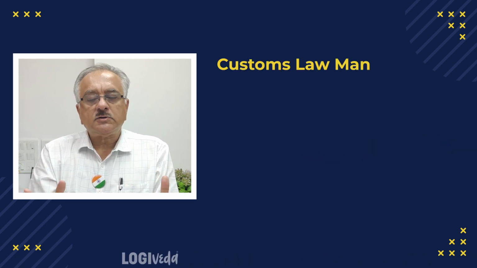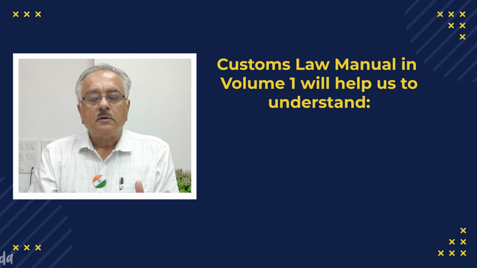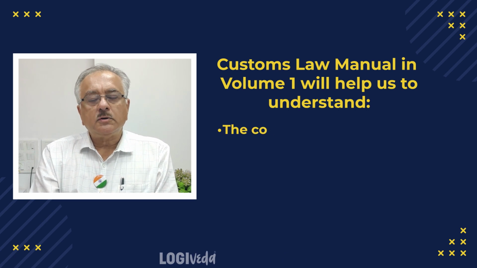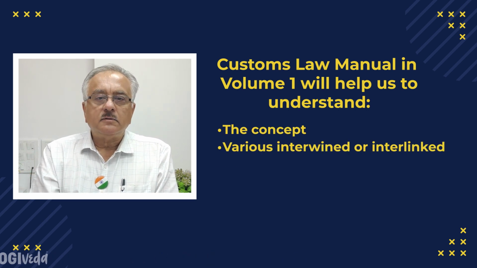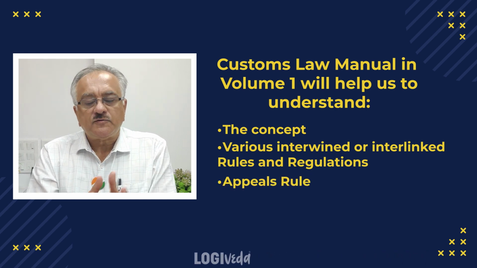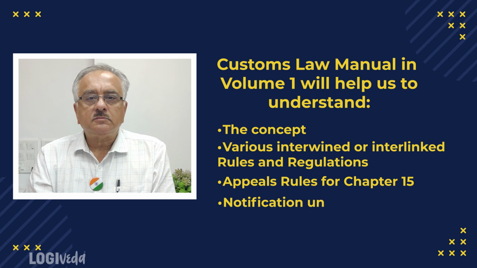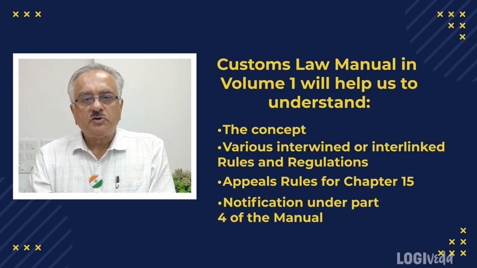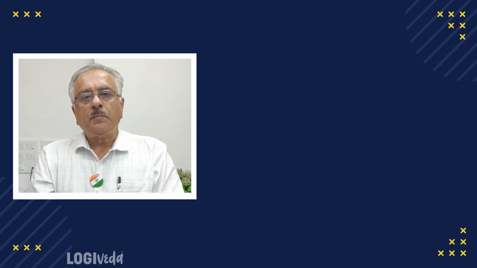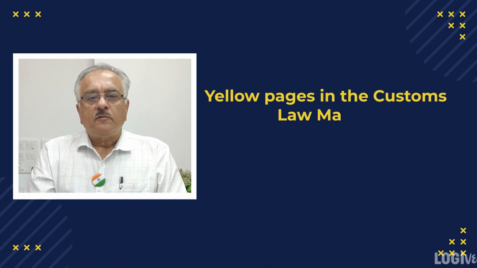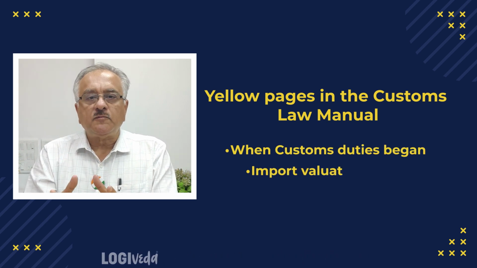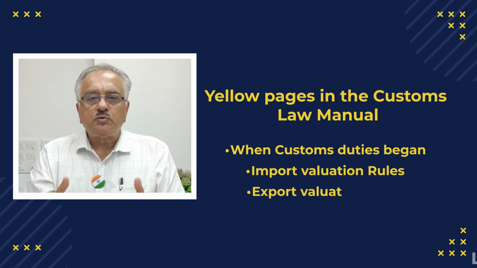So this is how the Customs Law Manual in Volume 1 will help us to understand the concept and also the various intertwined or interlinked rules and regulations, the appeals rules for chapter 15 and the notification under Part 4 of the manual. Interestingly, when you open the Customs Law Manual Volume 1, you will find these yellow pages which give a précis of when customs duties began, import valuation rules, export value, but in a nutshell and easy to understand language.